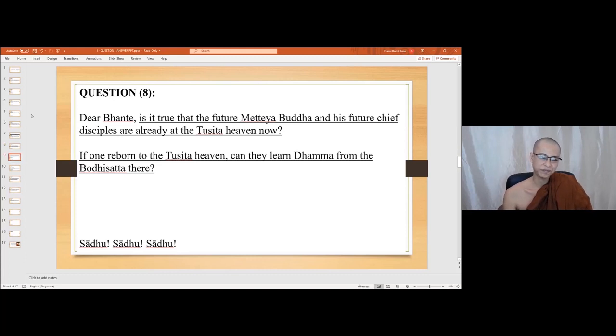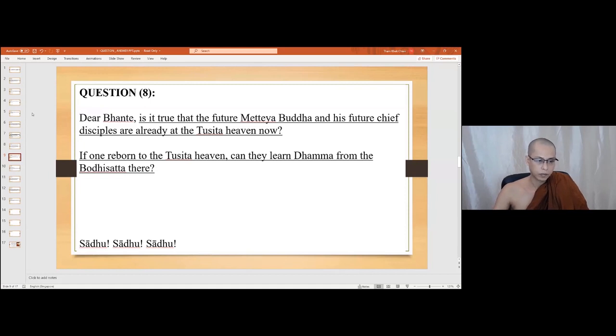Is it true that the future Maitreya Buddha and his future chief disciples are already in the Tusita heaven now? I don't know any reference for that, but many later books mention it. But in the Theravada Pali Canon, we cannot find any reference for that.